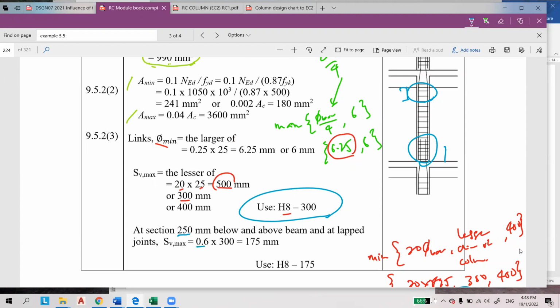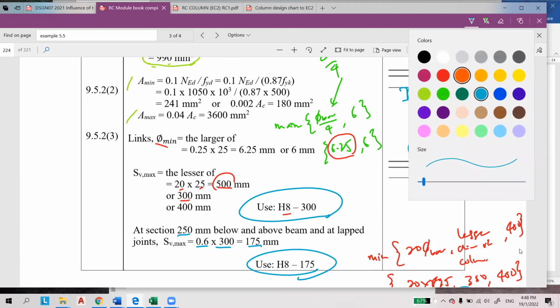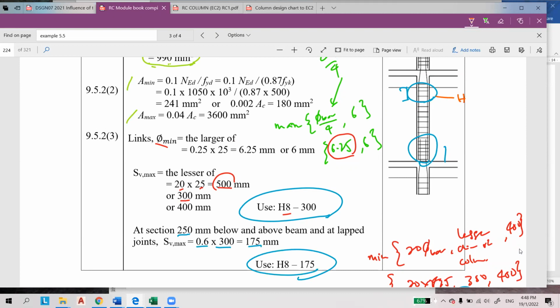It shall be 0.6 times 300 equal to 175. So the link here, at this region, we call it the critical region in earthquake engineering. Here is H8 at 175, and here H8 at 300. We can enlarge the spacing so we can save the cost in terms of steel reinforcement.